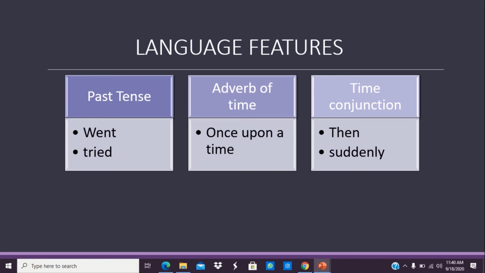And next, we have conjunction. So the conjunction that we use in narrative text is time conjunction. For example, like then, suddenly, and so on. The conjunction in narrative text we usually find in the middle of the story, the event or the complication.